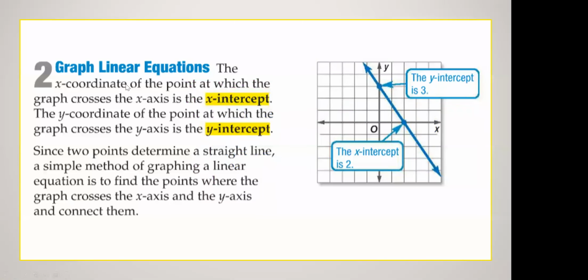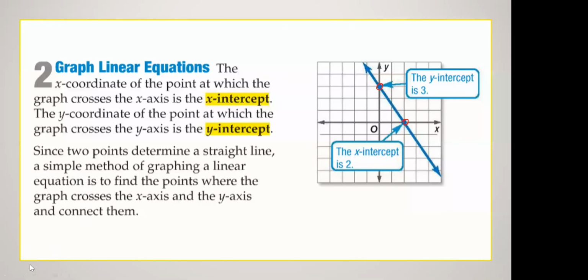All right. Next thing you need to know how to do is graph a linear equation. The x-coordinate of the point at which the graph crosses the x-axis is the x-intercept, and the y-coordinate of the point at which the graph crosses the y-axis is the y-intercept. Looking at this graph, we can see it crosses the x-axis at +2, and it crosses the y-axis at +3. Since 2 points determine a straight line, a simple method of graphing a linear equation is to find the points where the graph crosses the x and the y-axis and then connect them.